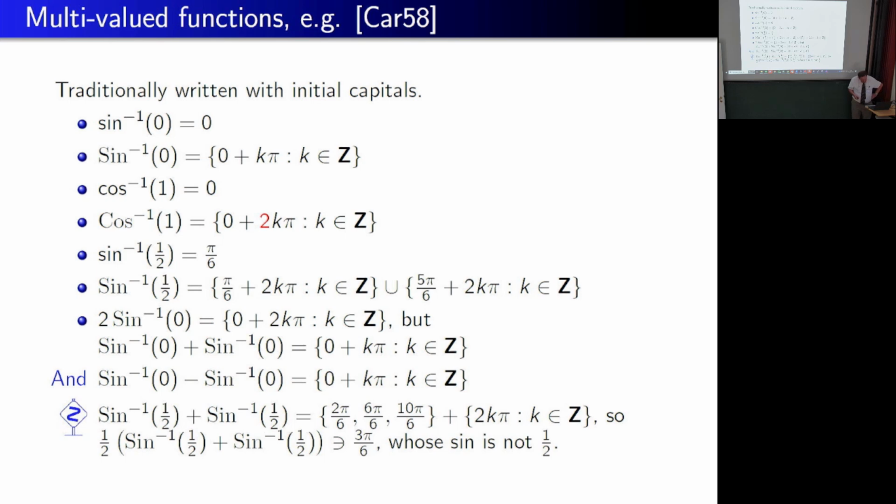We have more trouble still if I take sine inverse a half plus sine inverse a half. I get that, and then if I halve that, I should get things whose sine is a half, but I don't necessarily, because this time I've taken two different ones.